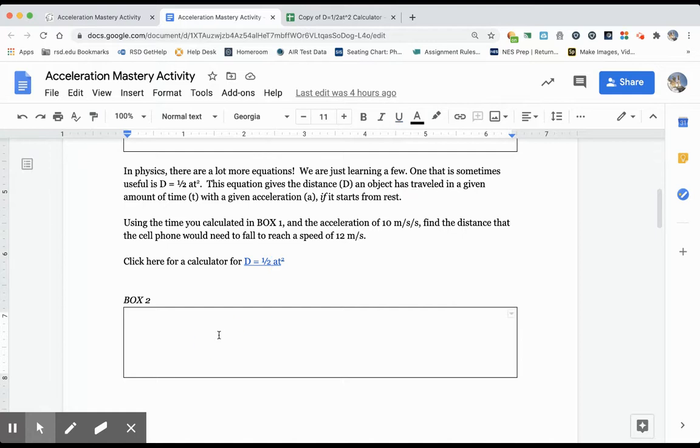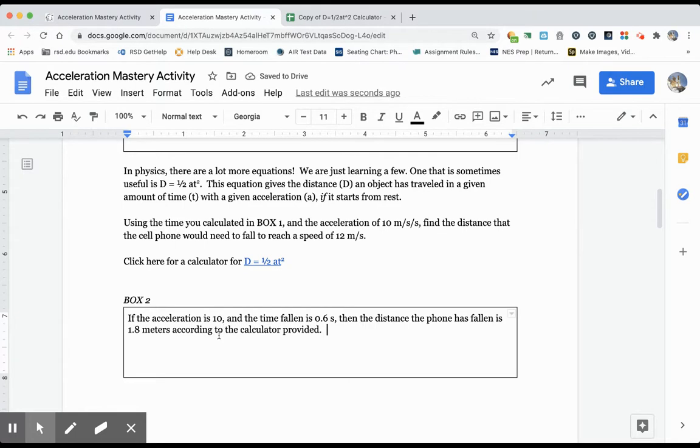So we'd say, if the acceleration is 10 and the time fallen is 0.6 seconds, then the distance the phone has fallen is 1.8 meters according to the calculator provided. So you could write something like that, and that would give me a pretty good understanding of where your number came from. You might bold your answer or something to make it clear that that's what your answer is.